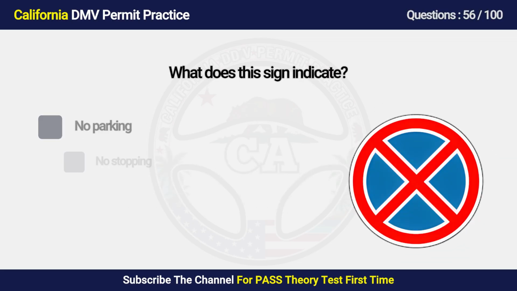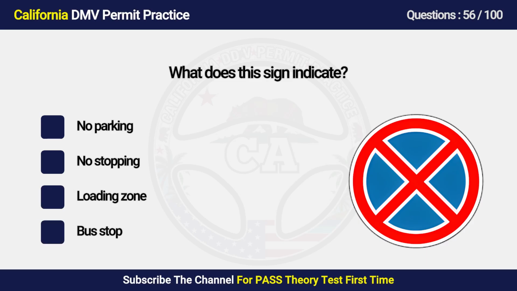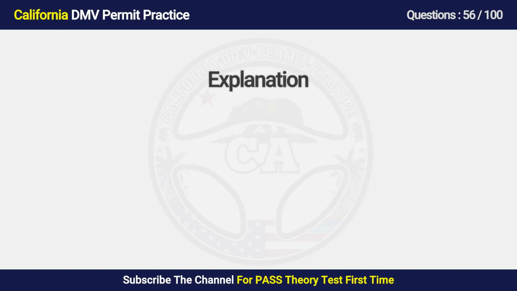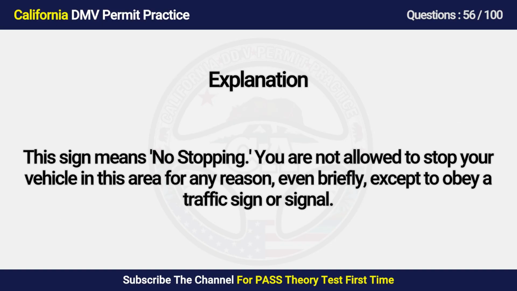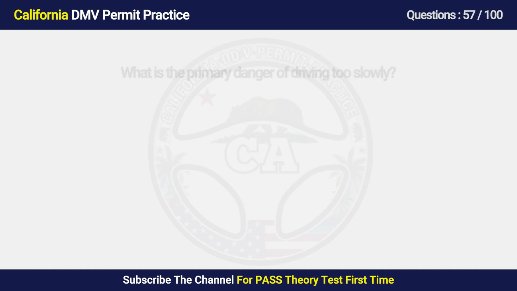Question 56. What does this sign indicate? A. No parking. B. No stopping. C. Loading zone. D. Bus stop. Answer is B. No stopping. This sign means no stopping. You are not allowed to stop your vehicle in this area for any reason, even briefly, except to obey a traffic sign or signal.